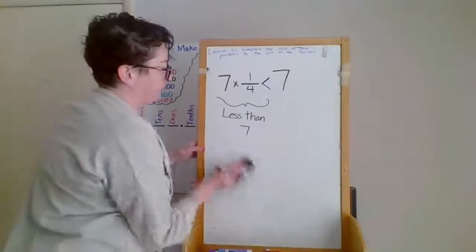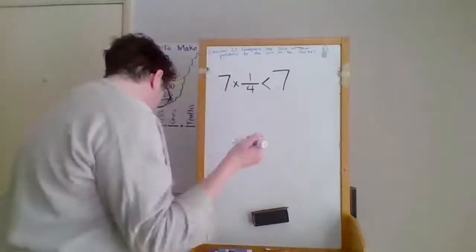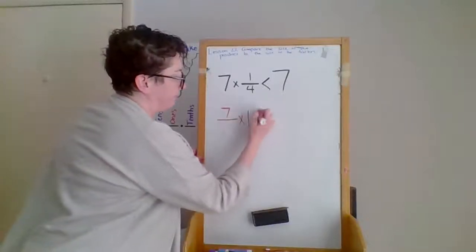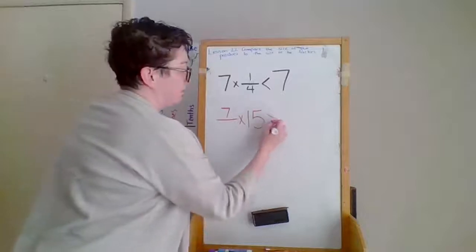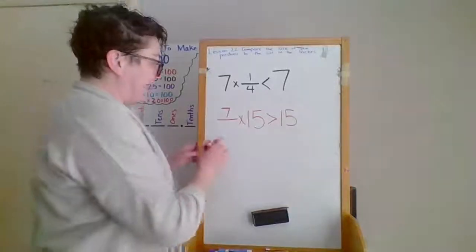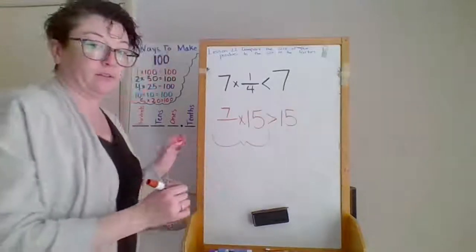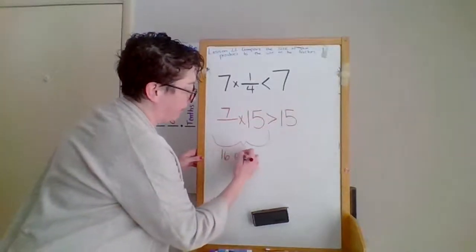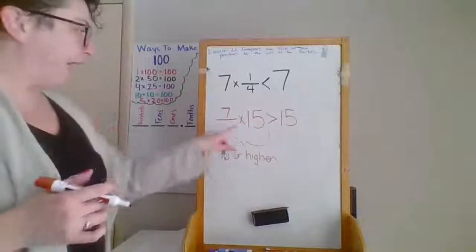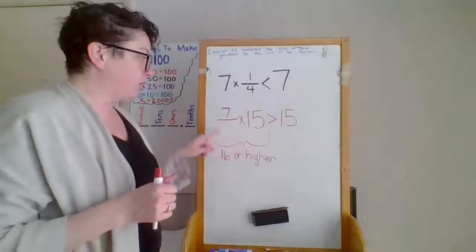Let's look at part B. I'll use another color here. For part B, we have 7 over something times 15 is greater than 15. Okay. So I need this side of my expression to be bigger than 15. So this has to be 16 or higher. So if I want to make this number bigger, think about what should my fraction look like?